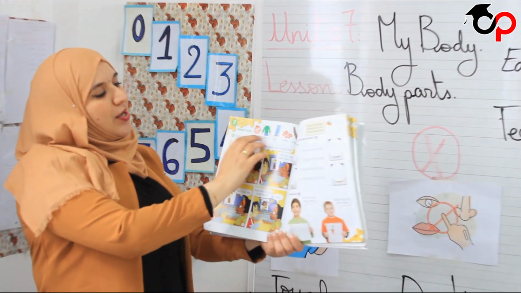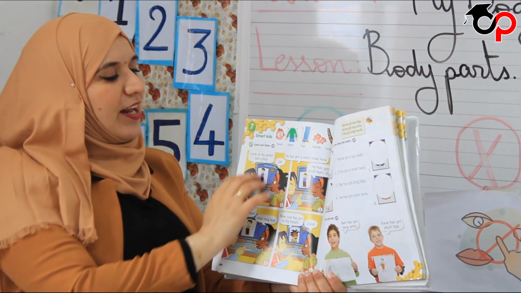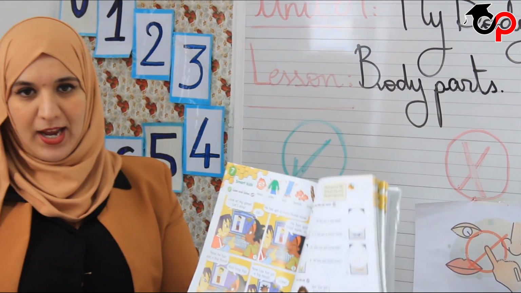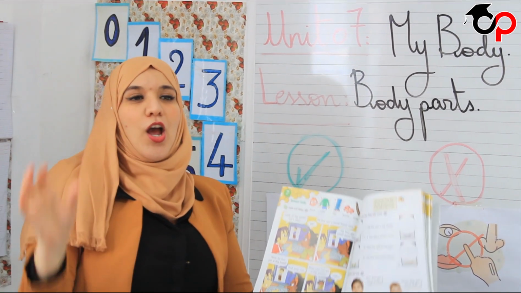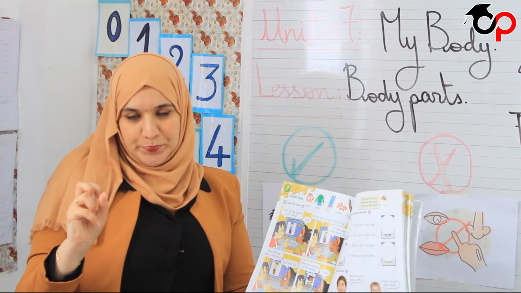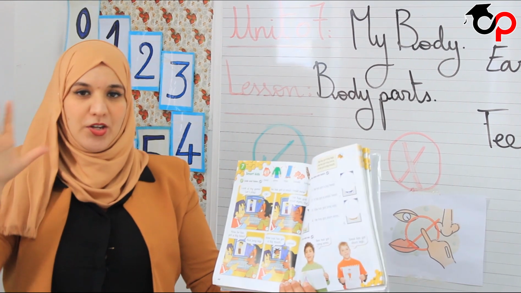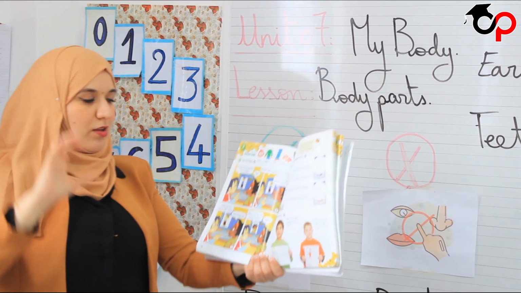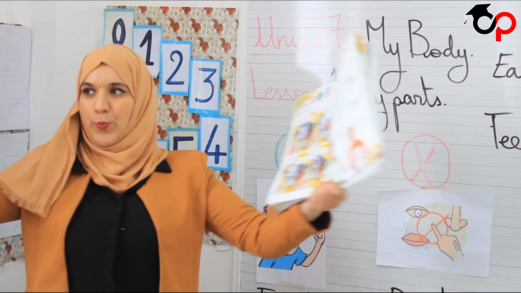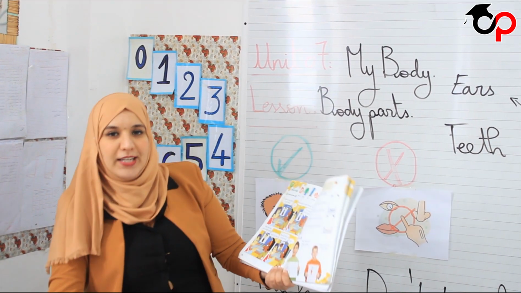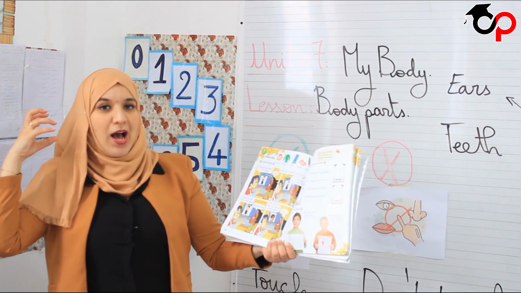So, from this dialogue, we can understand that John and Lisa were playing a game. And this game was about changing the parts of the body as they want. Small head, big head, small eyes, long legs, big mouth.